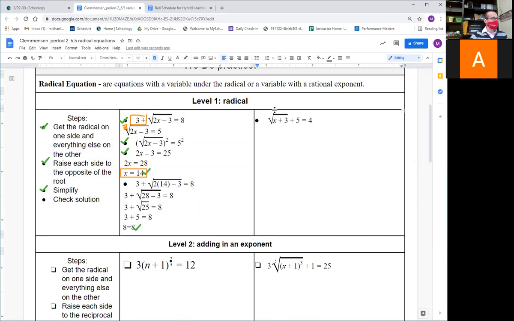I'm going to follow this same process. Get the radical on one side and everything else on the other. So I'm going to subtract 5 from both sides. So I get square root of x plus 3 equals -1. Now I'm going to do the same process I did before. I just checked off this box right here. Let me erase that so we can go back over it. We just finish up step 1 by itself. Step 2 is to square both sides. Squared this one, squared this one.